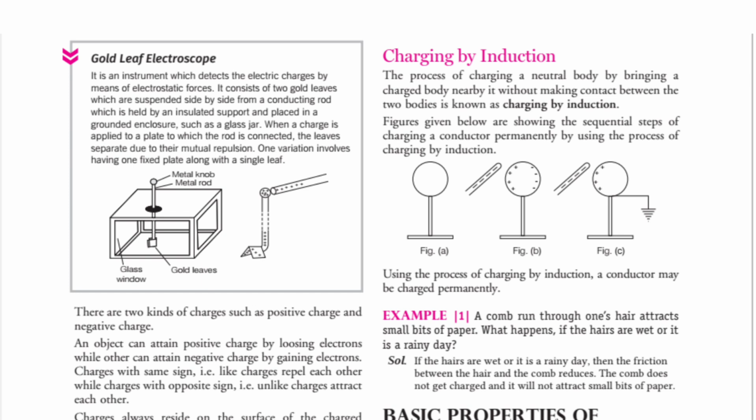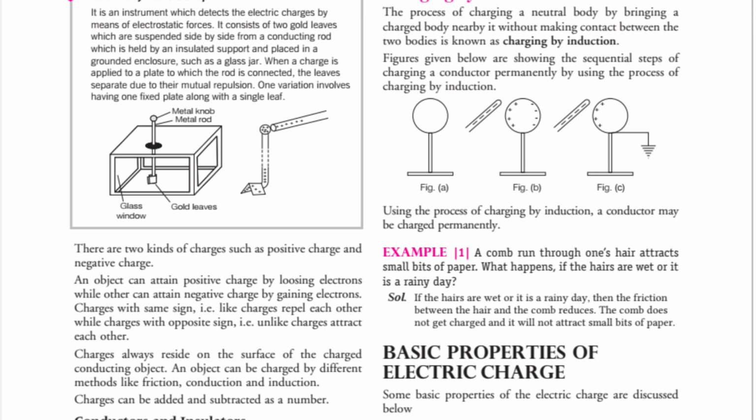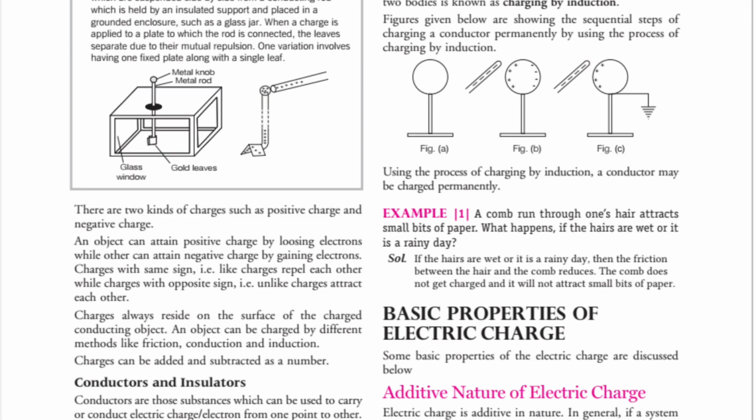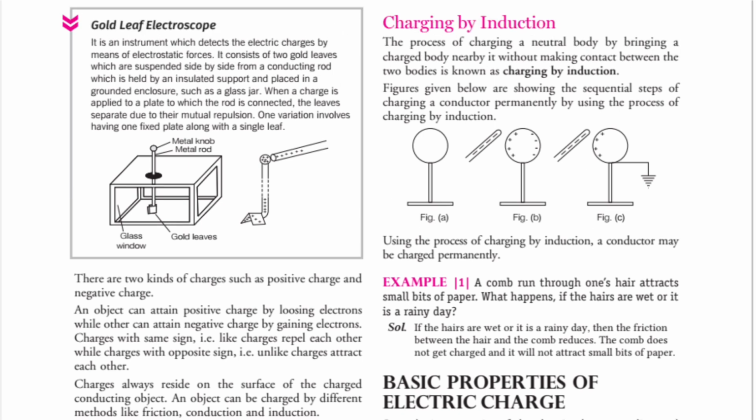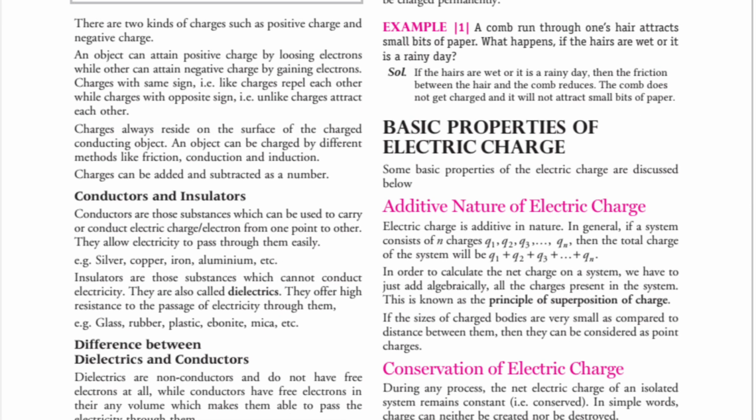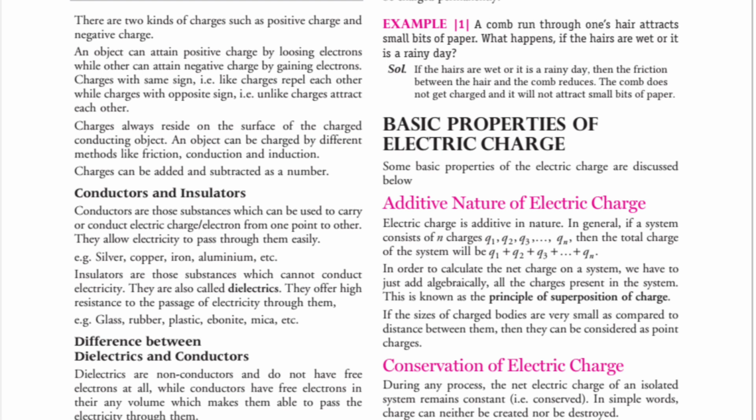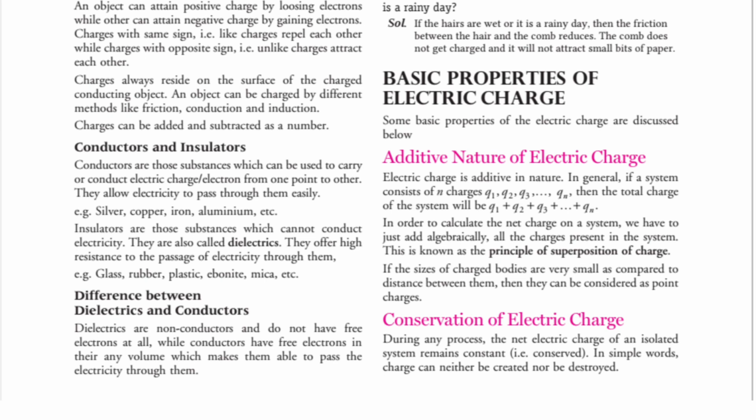That is using the process of charging by induction. A conductor may be charged permanently. Then we saw the example of hair and comb. Moisture will be there in the rainy season, so the friction will not be there, and because of that it will not attract small bits of paper. So that is charging by induction. Then we saw basic properties of electric charges, that is additivity of electric charges.